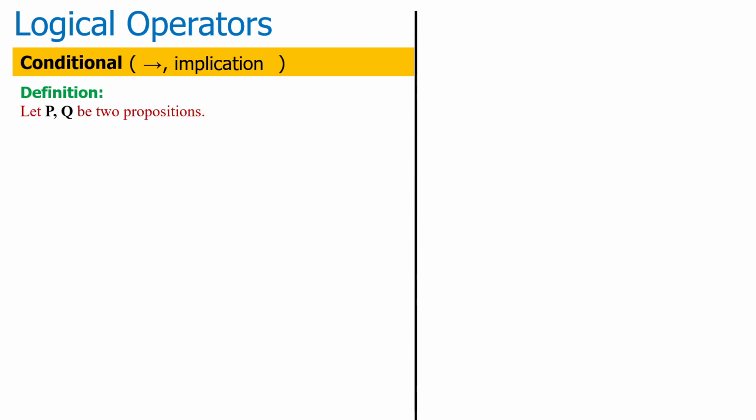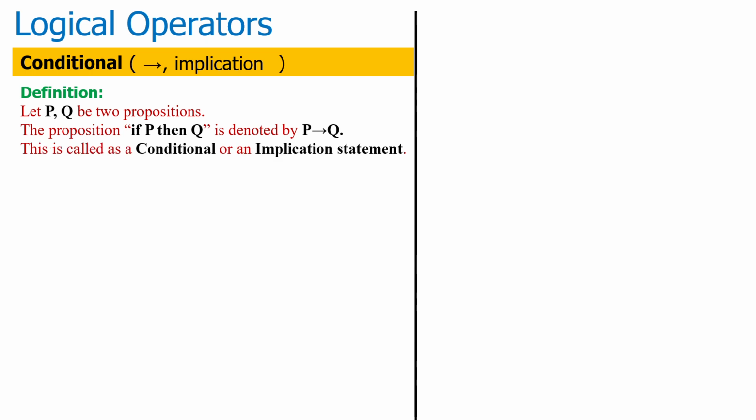Let P, Q be two propositions. The proposition if P then Q is denoted by P implies Q. This is called a conditional or an implication statement.